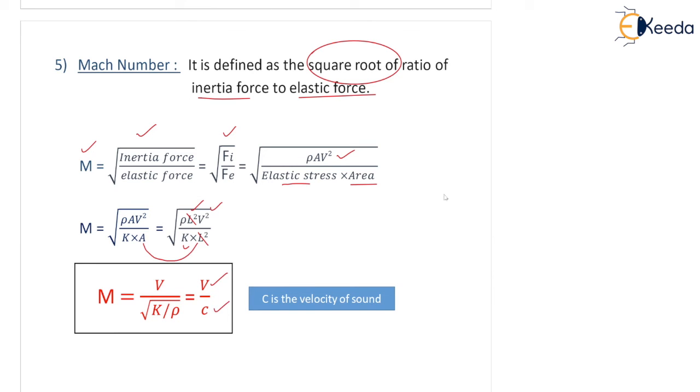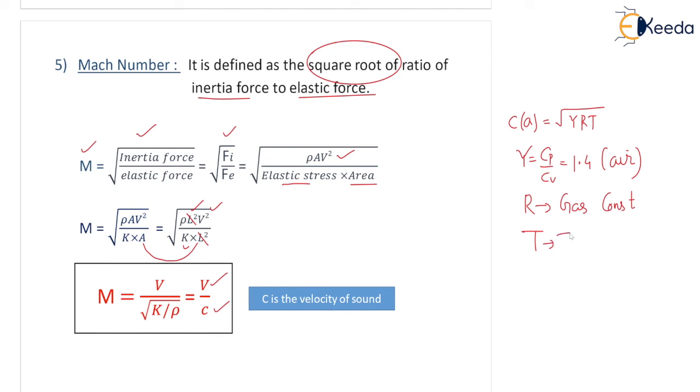C is the velocity of sound, or in some books it is also written as a, which is equal to root under of gamma RT. That is from the derivation for compressible flow. Gamma is Cp by Cv, whose value is 1.4 for air. R is the characteristic gas constant, and T is the temperature in Kelvin. So we have to use only this formula, M equal to V by a.